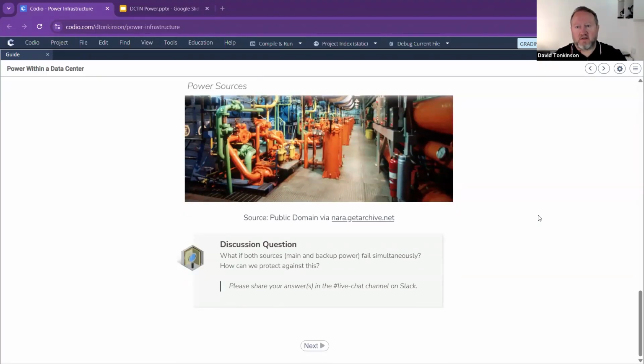So we've got a discussion question here. So what if both sources, mains and backup power, fail simultaneously? How could we protect against this? Any thoughts? Please share it in the live chat.